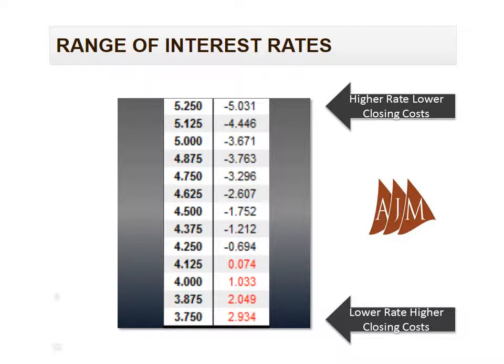When rates are posted, there is actually a range of rates. Each rate has a cost or credit associated. In this example, 4.25% would have a credit of 0.694% of the loan amount back to the borrower. 4.125% would be a cost of 0.074% of the loan amount from the borrower.